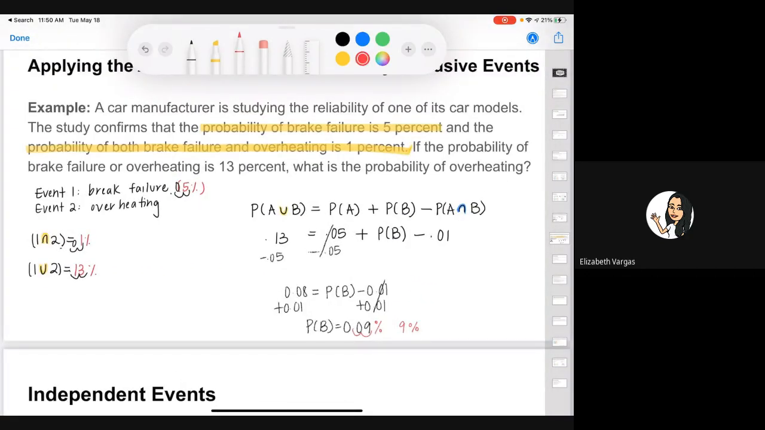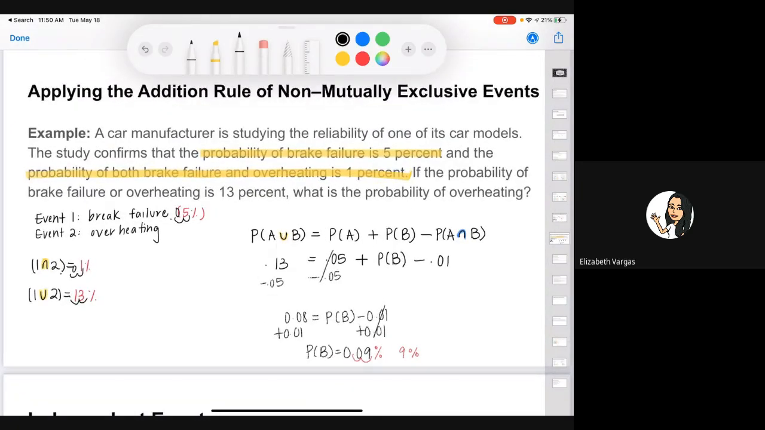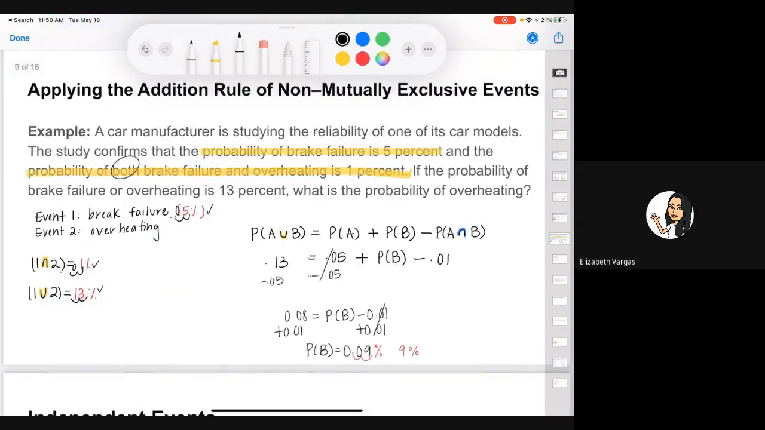Okay, so in this question, I know that these two are not mutually exclusive because it tells me the probability of both occurring. So because both are occurring, those cannot be mutually exclusive. They have a common point. Here, the information is given to me. The probabilities are given to me, right here, right here, right here. And so I'm just plugging that into my non-mutually exclusive equation, which we got over here, and then solving for the probability of overheating, which is the probability of event B or event 2 happening.